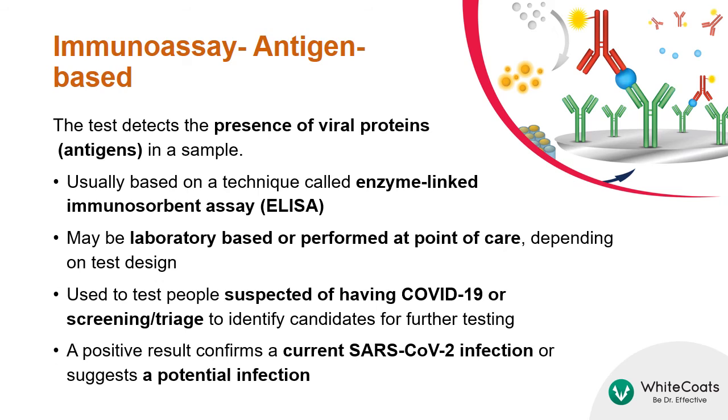The antigen-based immunoassay detects the presence of viral proteins and is based on a technique called enzyme-linked immunosorbent assay. It may be laboratory-based or performed at point of care, depending on test design. It is used to test people suspected of having COVID-19 or for screening, triage to identify candidates for further testing. A positive result confirms a current SARS-CoV-2 infection or suggests a potential infection.